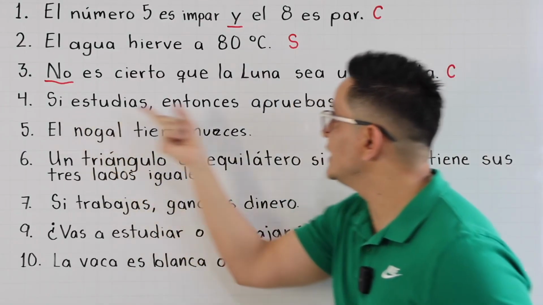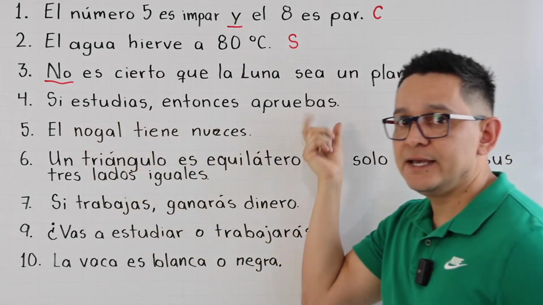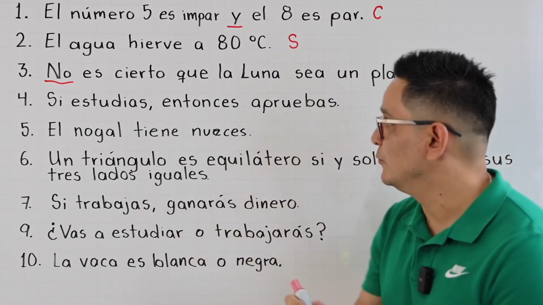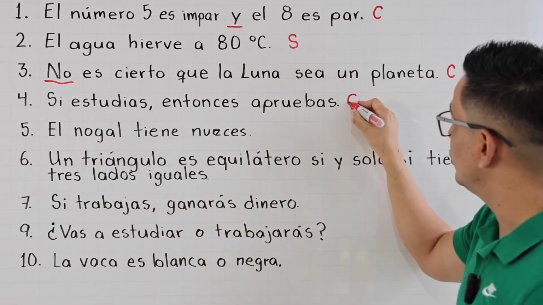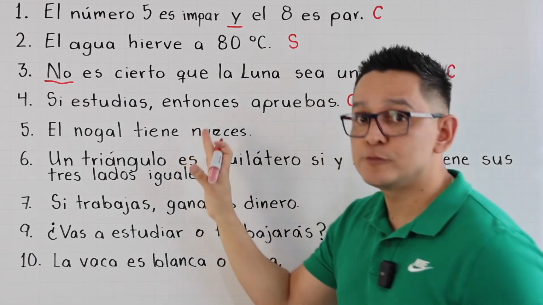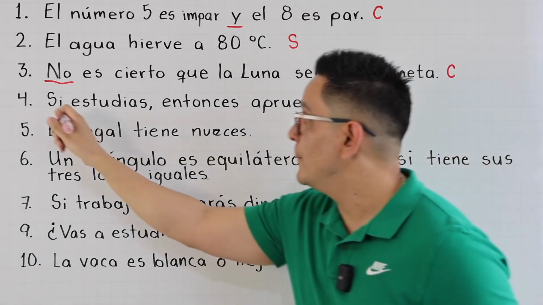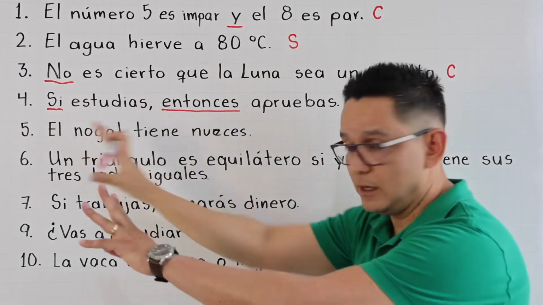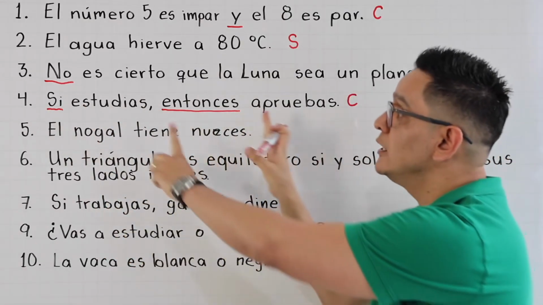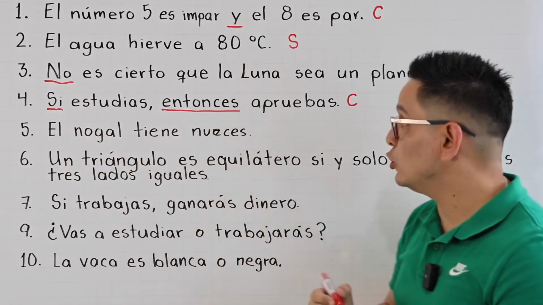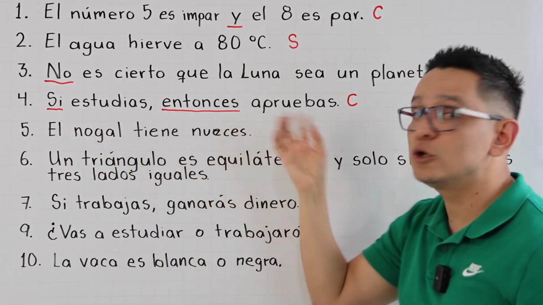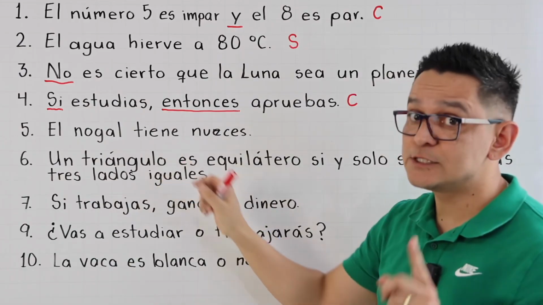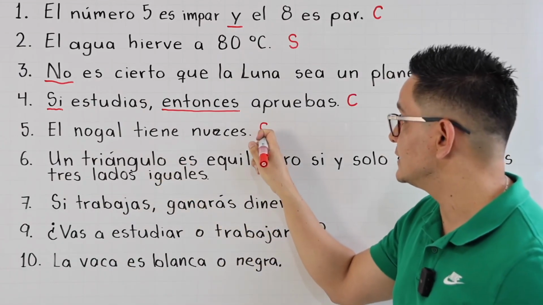Number 4. If you study, then you pass. Is this a simple or compound proposition? It's a compound proposition. So let's put a C. And here we can see the logical connector. Do you see it? Look, here is if. So, remember that if something, then something is a logical connector. Therefore, this is a compound proposition. Number 5: the walnut tree has nuts. This is a simple proposition. So we mark it with an S.